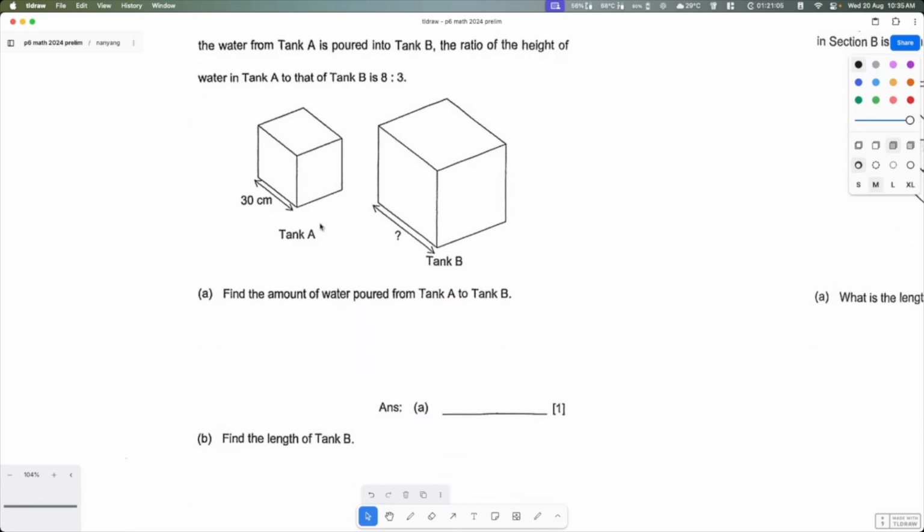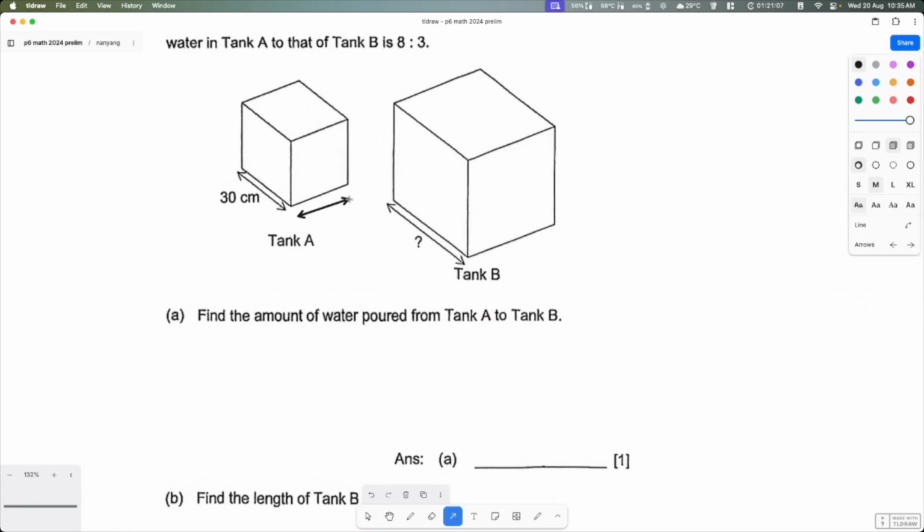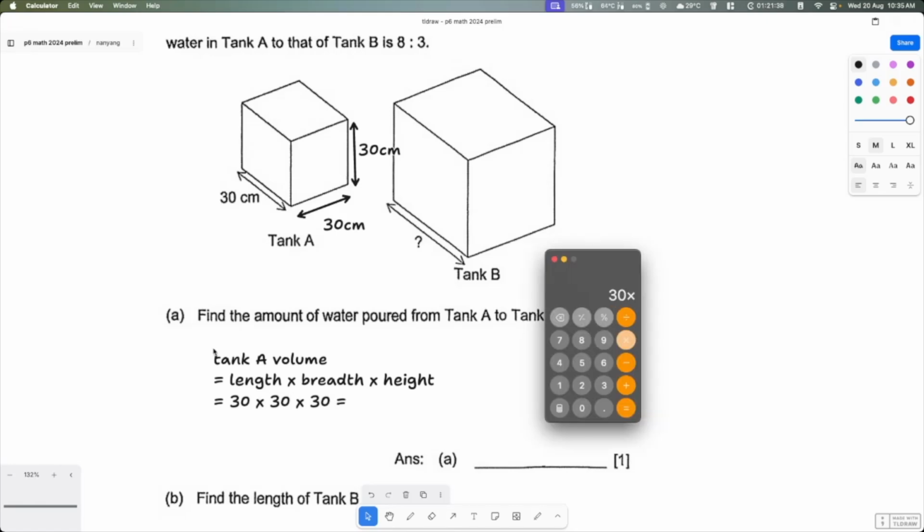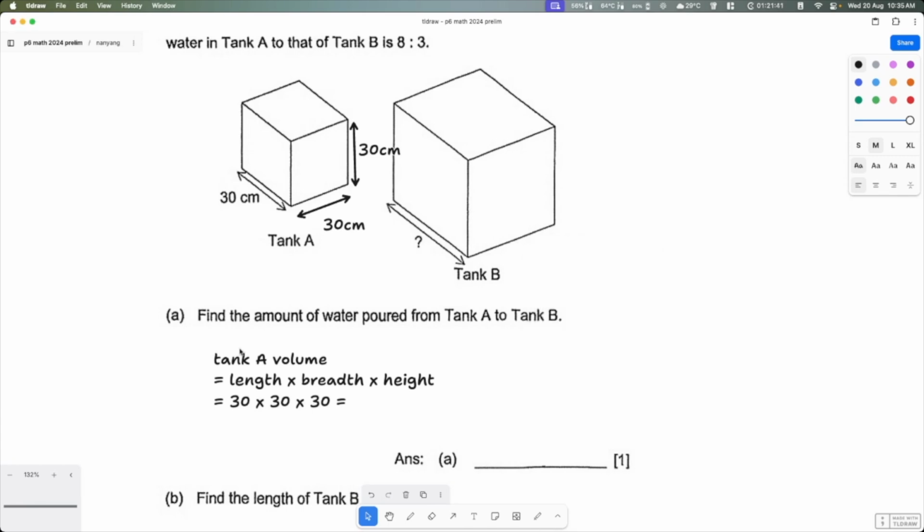Okay, since they are cubical, one side is 30 centimeters, and this is also 30 centimeters. Pretty straightforward. So tank A capacity, or volume, is equal to length times breadth times height, which is equal to 30 times 30 times 30. In this case, 30 times 30 times 30 is 27,000 centimeter cube.